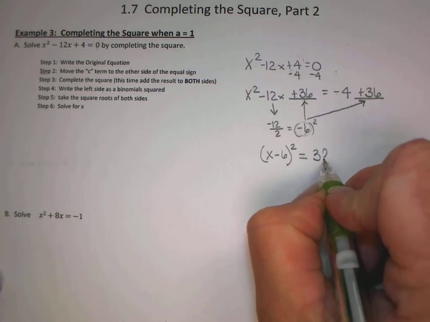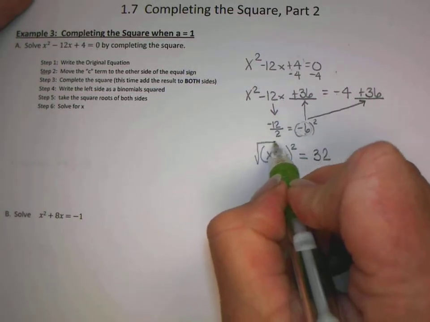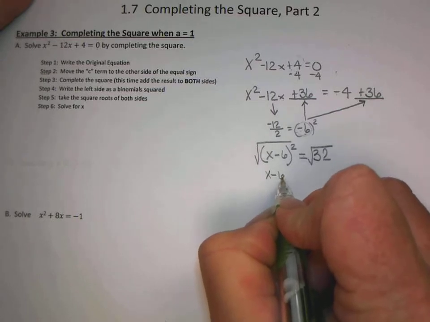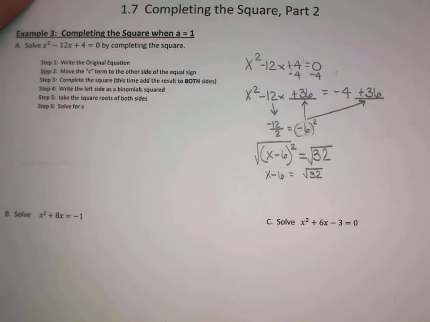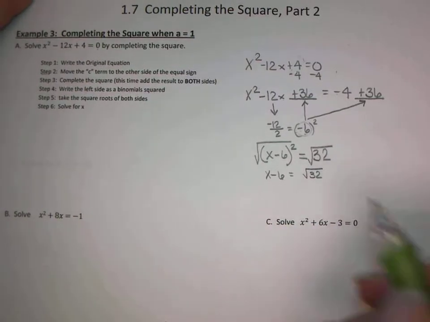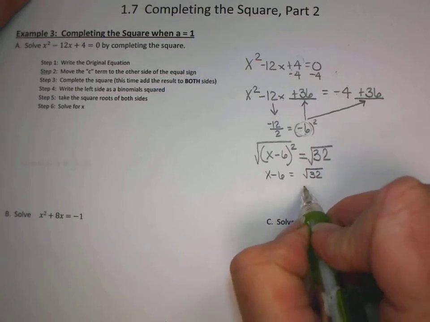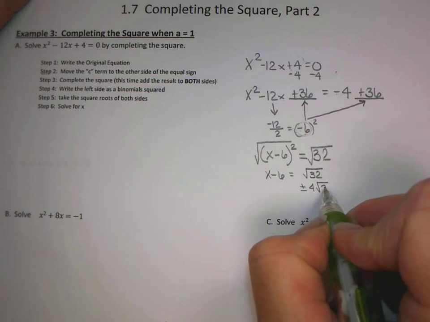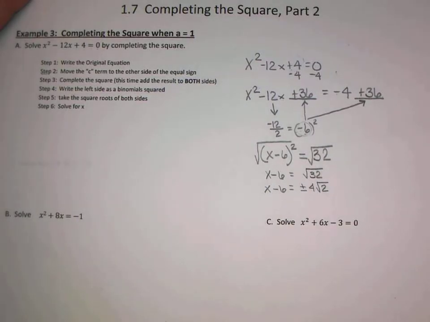I'm already wanting to say square root. Now, the left side has a square on it, and that square is on the entire parentheses. You're able to just square root this. So now you're going to have x minus 6 equals the square root of 32. Well, in the beginning of this chapter, we learned how to simplify a radical. And this radical will break down to plus or minus 4 square roots of 2. So you have x minus 6 equals plus or minus 4 square roots of 2.